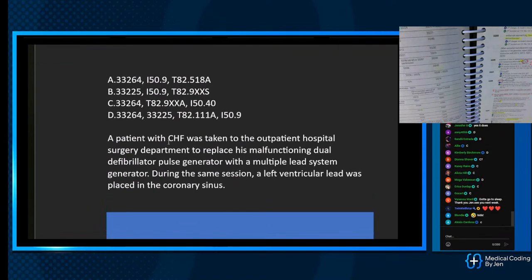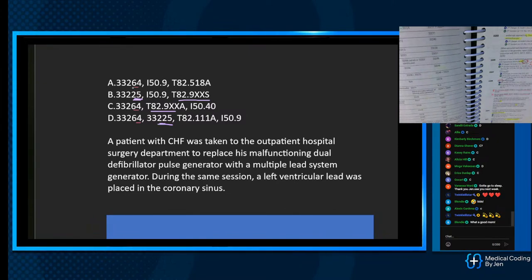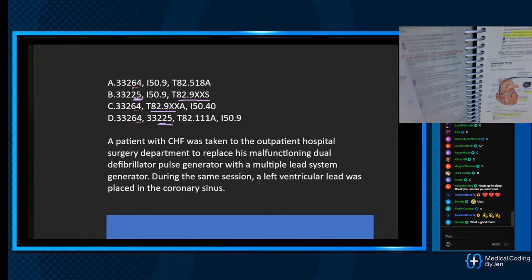All right. We've got, ooh, three of them are the 64 codes. Only one of them is 25. So it's probably going to be one of these 64s. They all have the T codes. T9 is done twice here, which is interesting to me. I don't know whether it's handy dandy or not. And then we've got one with an extra code in it or not. What's going on in ours? 33264.